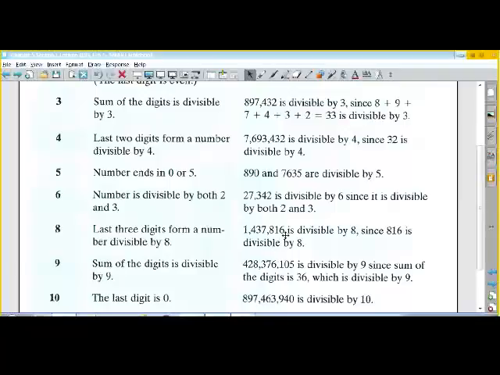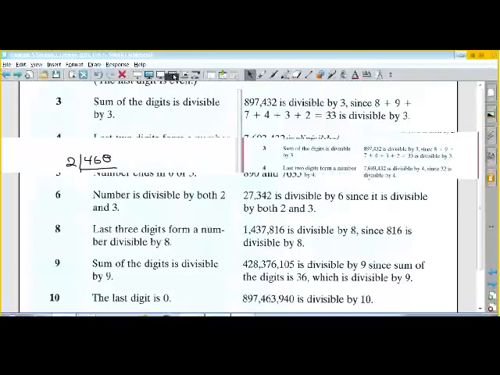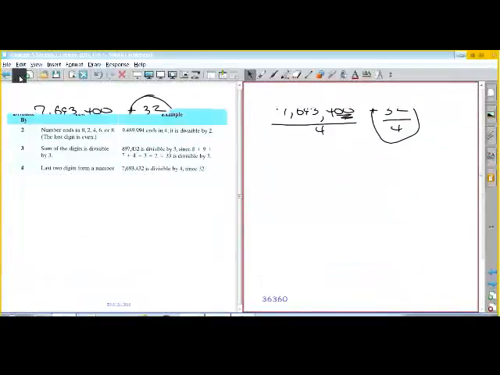And then finally, if the last digit is 0, it's divisible by 10. So those are the rules. We'll use them, I'll mention them as we go along.